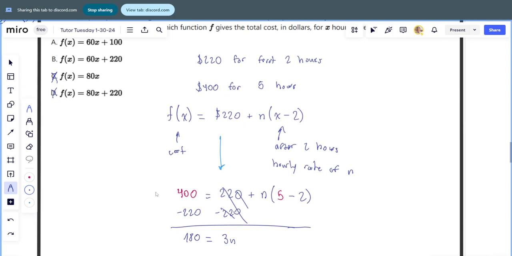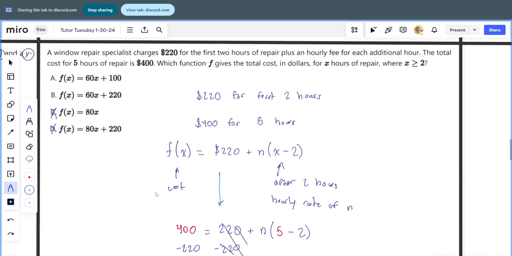So to find that intercept, we can look back at this equation. Now that we've got the value of n, we can substitute in and get 220 plus 60 times x minus 2. That simplifies to 220 plus 60x minus 120. And that simplifies down to 60x plus 100.